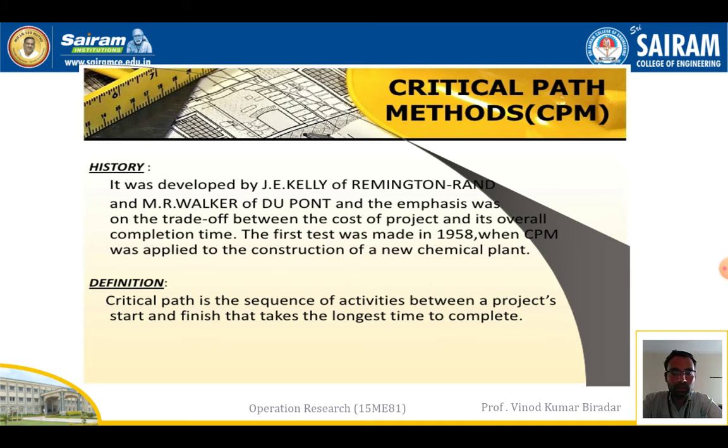Critical path method. Normally this concept was invented by DuPont, which is the name of the company. So this is the definition of critical path. Just to understand, critical path means a set of sequences, and along with that we have to consider the times, the hours, and how many days are required to complete the given project. So that is about the critical path.